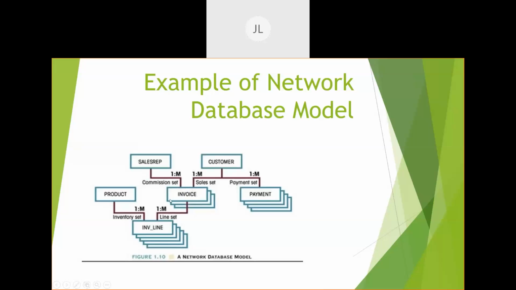The invoice part will be directly linked to the main invoice line, which contains the list of products that are sold or unsold, and this will also be linked to the product table. So this is how a typical network database model looks like.